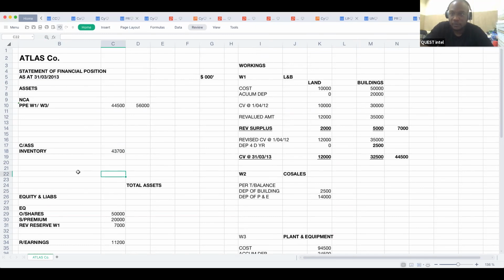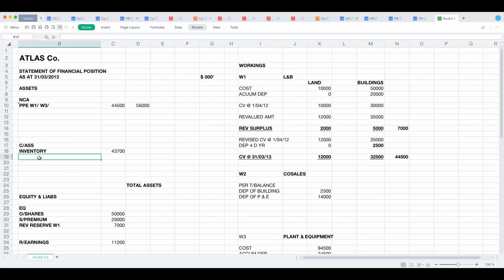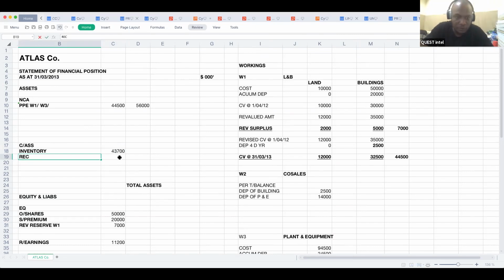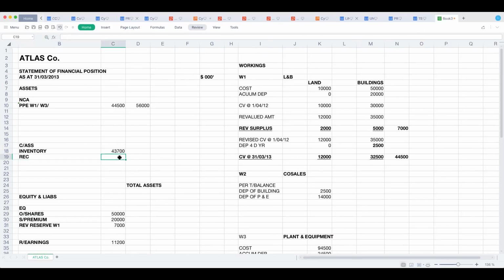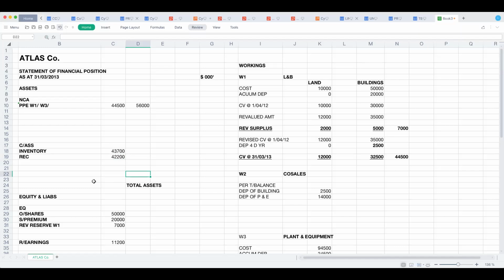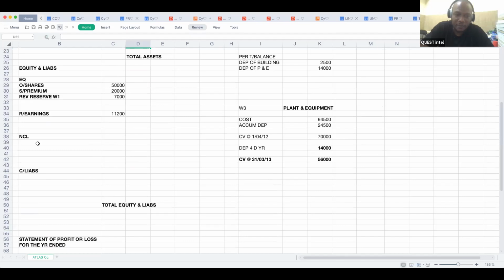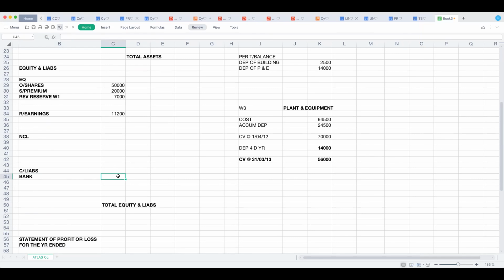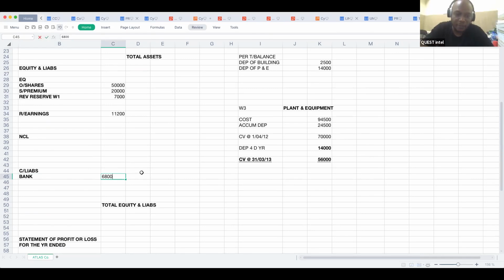What's next? Trade receivables. How much is receivables? 42,200. All right. What's next? We have bank overdraft. So bank is negative bank. We saw that it was a liability. So we come here and put bad bank, the kind of bank I don't want to have. So how much was bank? 6,800. Be careful, that was the bad bank under current liabilities.